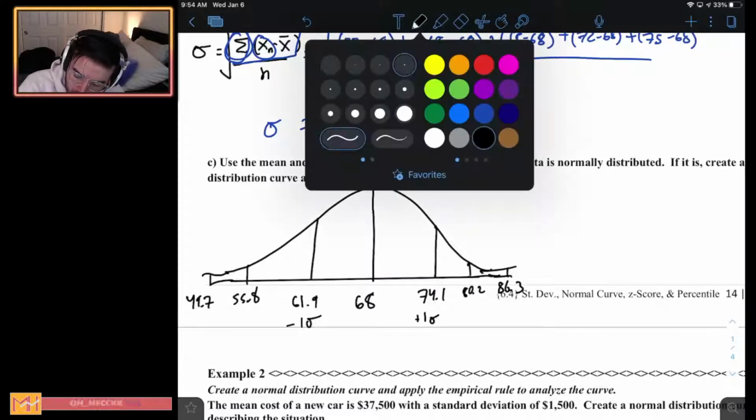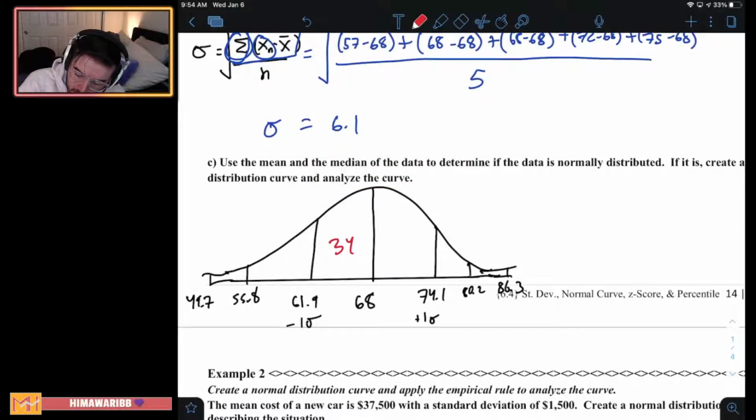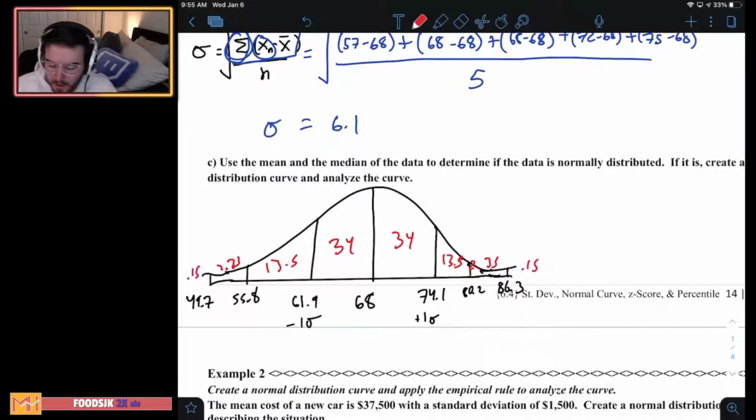So 68% of the data, or you know what, let's do the other numbers once again. So we know that 34, 34, 13.5, 13.5, 2.35, 2.35, and then 0.15, 0.15. And it's just a measure, again, don't stress about all the specifics of the numbers. We're not advanced statisticians here.